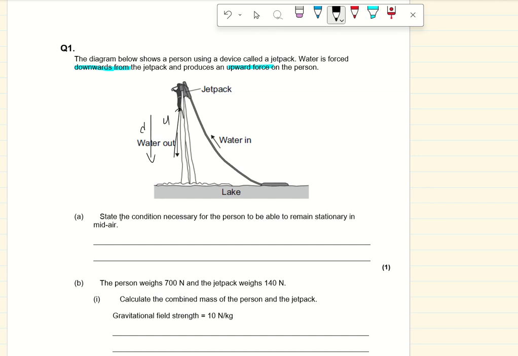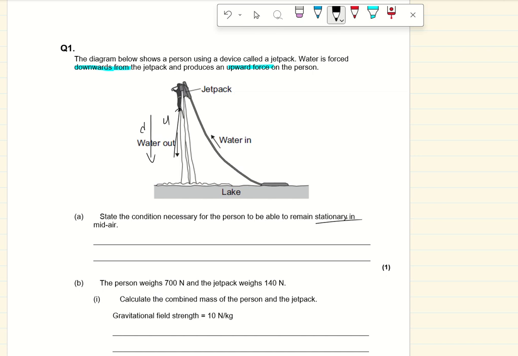Look at question A. State the condition needed for the person to remain stationary. So for them not to move. Newton's first law says that you have to have a resultant force applied to an object in order for it to move. And in this question, it's saying that the person's not moving. They're in a position above this water, but they're stationary, but they are above the water.